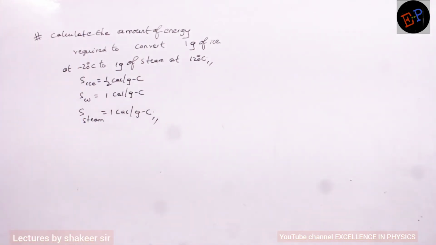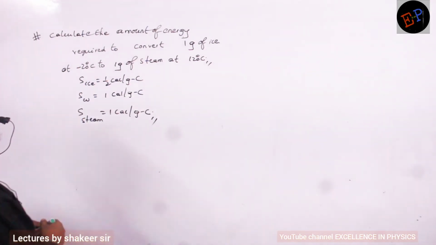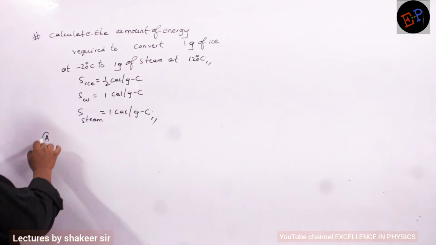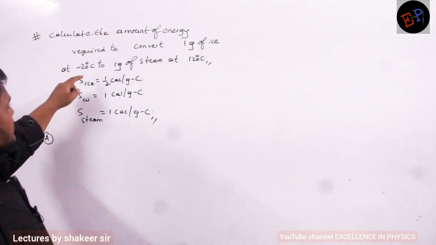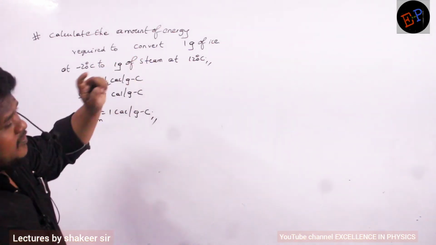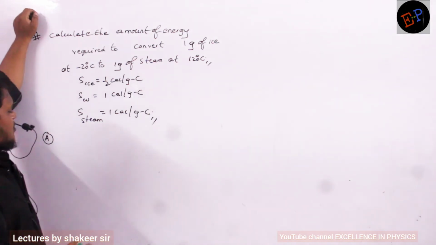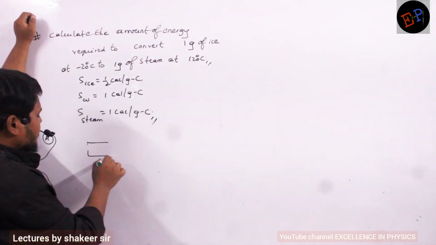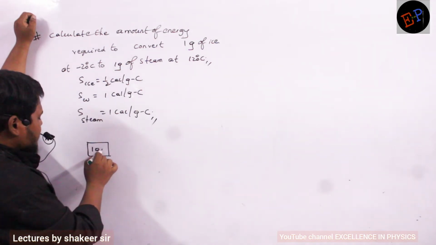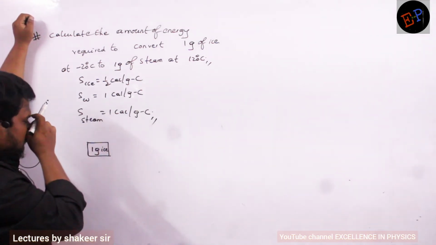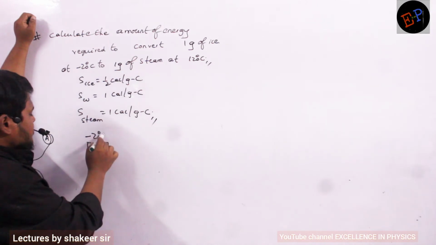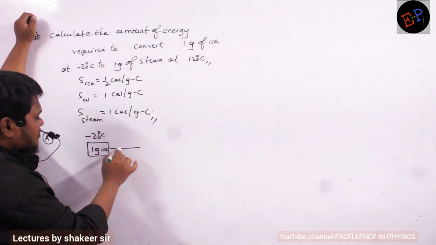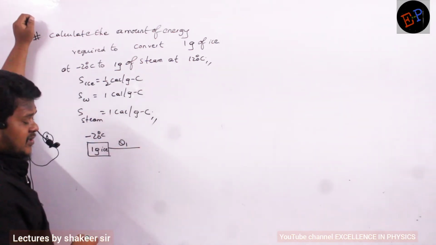Okay? So see this calculation. Calculate the amount of energy required to convert 1 gram of ice at minus 20 to 1 gram of steam at 120. So let us draw the block diagram which we have drawn previously. First of all, I am taking 1 gram ice. What is the temperature? Minus 20. Now I am heating this one. I am supplying Q1 amount of heat energy.